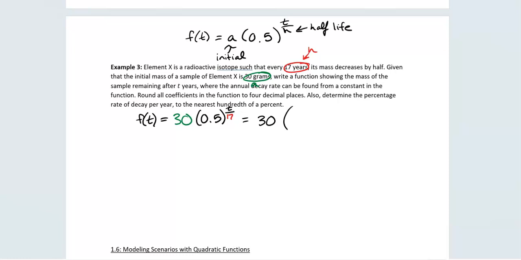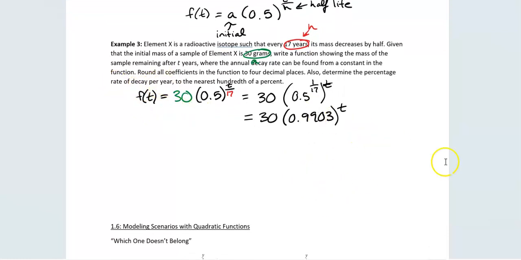So we're going to have 0.5, we're going to raise that to the 1 over 17th power times t. Now the reason it's 1 over 17 is because that 17 is in a denominator, right? Right here, it's in a denominator with t. That means over here, it still has to be in a denominator, so it doesn't just magically move to the top. It's not to the 17th power, it's to the 1 over 17th power, and that's a very important distinction. Then we're just multiplying, right? You throw that into a calculator, and you get 0.9903 to the t.